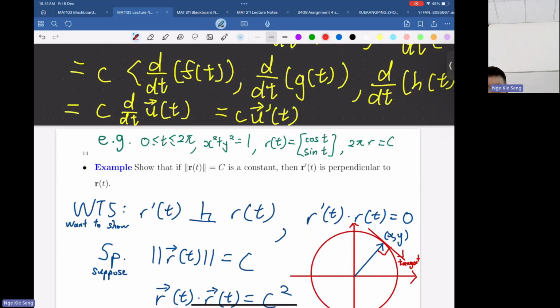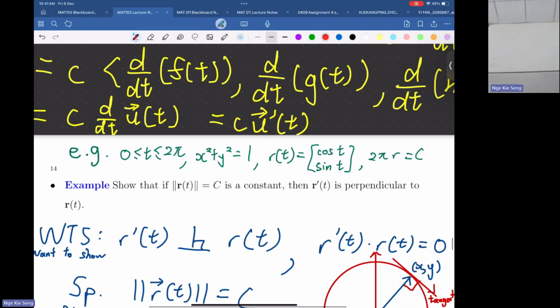These examples are not for you to know how to compute, but I want to show you the significance of a tangent vector. Okay, what's the significance of a tangent vector? This question says that if you know that every point on your space curve has a constant length, then there's a very strong claim here: the tangent vector is always perpendicular to your curve.